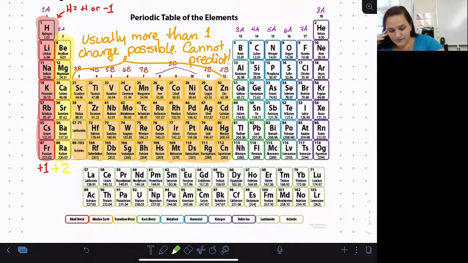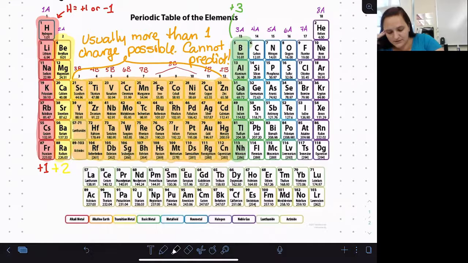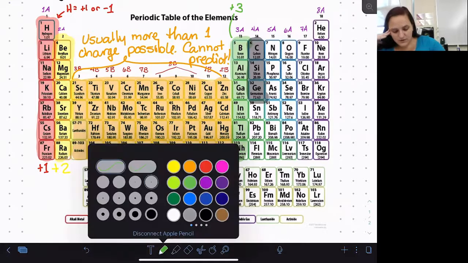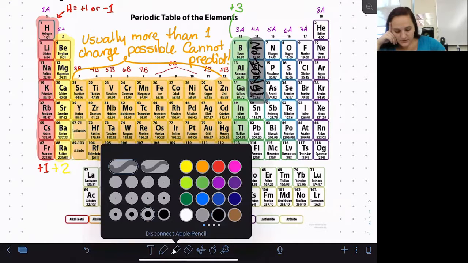Moving along over here, elements in this column generally form a +3 charge when they form ions. The next column you might think is going to be +4, and it kind of is in some cases, but for the most part, this column actually doesn't form ions. So these first 3 elements really don't form ions to any appreciable extent. No ions. The ones that do are down below.